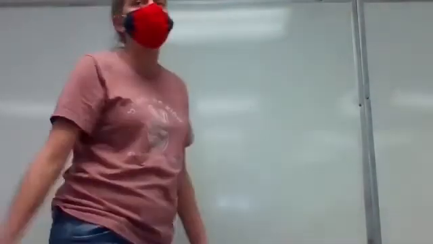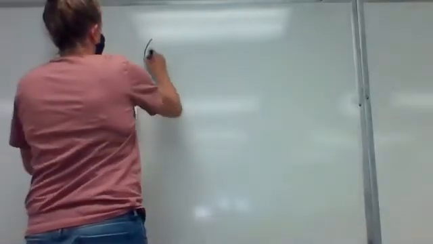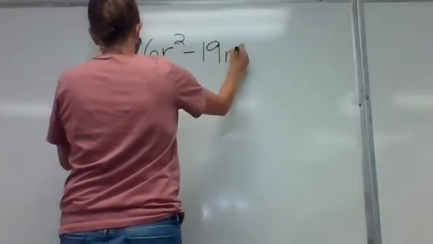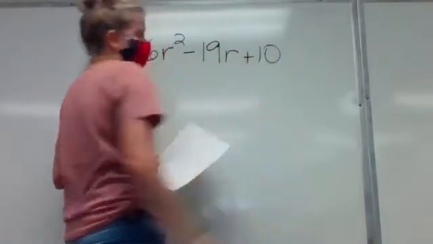Let's look at number 4. Same thing. We're just doing this process over and over. 6r squared minus 19r plus 10.